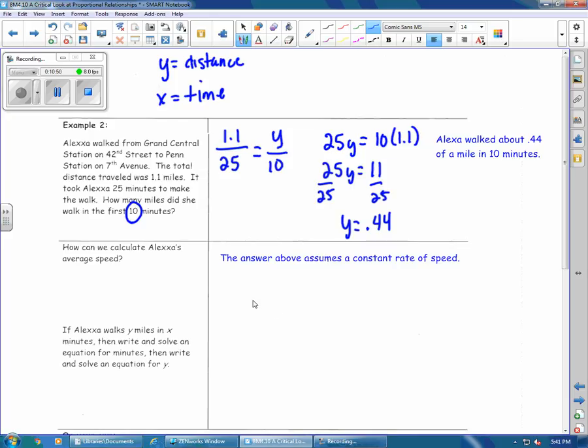So from here on out, we're going to talk about constant rates or average speeds. And the way we could find the average speed is by dividing the distance by the time. So I've been setting it up that way purposely, having the distance on top of the time so that we can figure out the average that way.